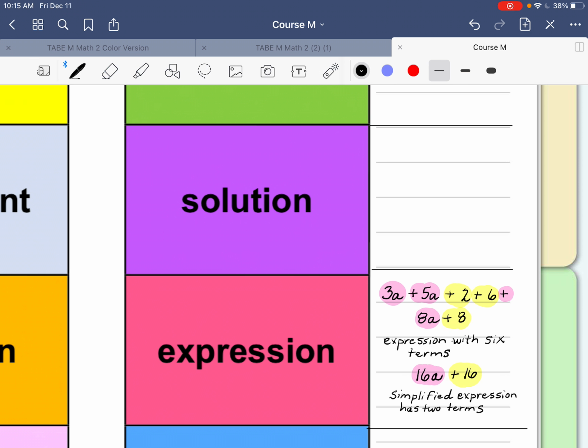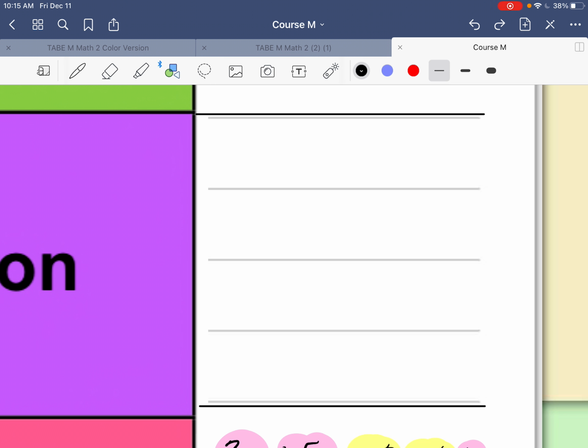Let me get my pen to work here. So something, okay, my pen is behaving strangely here. It should snap to. There we go.